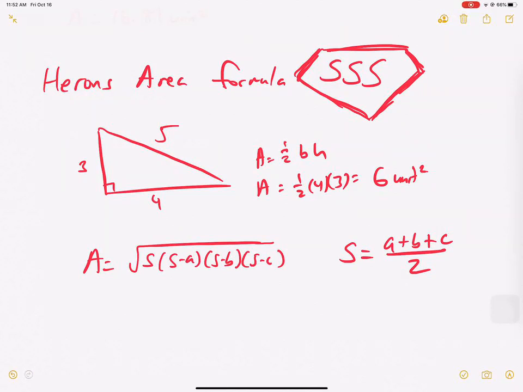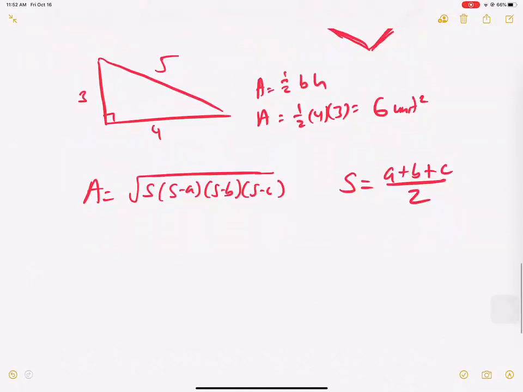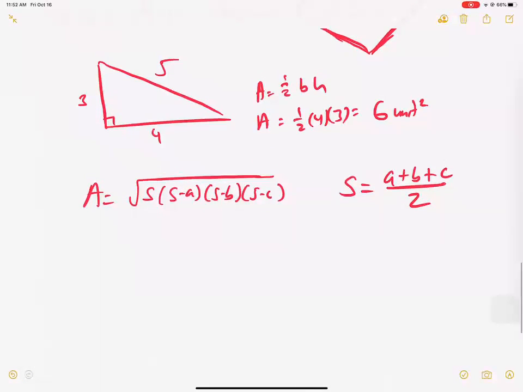Heron's is a lot more work, especially if your answer comes out as a decimal. If your S is a decimal, your writing takes forever. But the process isn't terrible as a process. So here's what we do. To find S, we add up the 3 sides, 3 plus 4 plus 5, and divide that by 2. 3 plus 4 is 7, plus 5 is 12. 12 divided by 2 is 6.